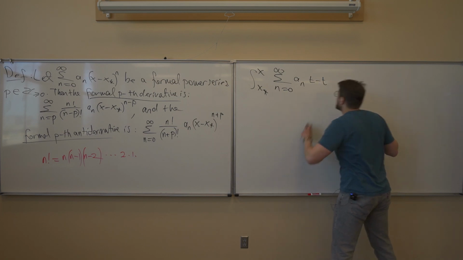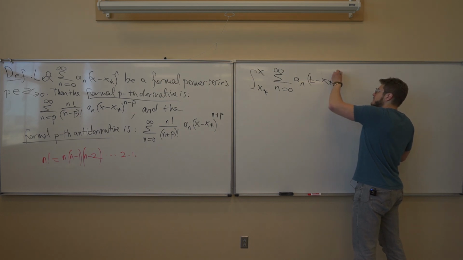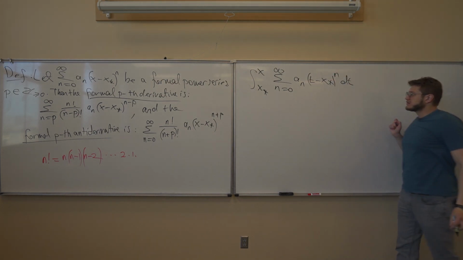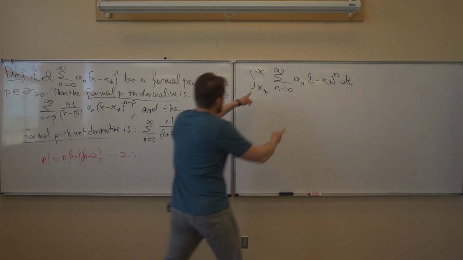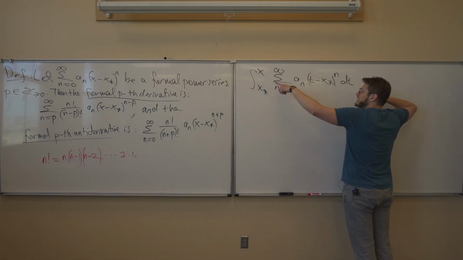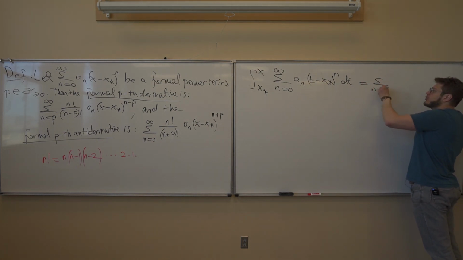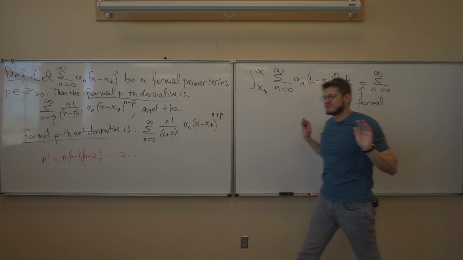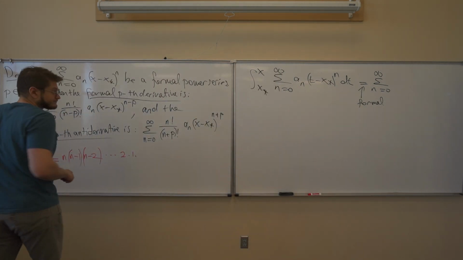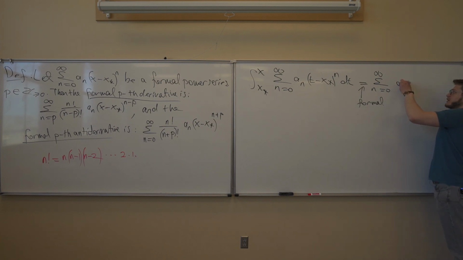t minus x star to the power n dt. So that's my Hail Mary. I say, oh, if I want to integrate this guy, I should be able to integrate the terms and then add them up. So I say, oh, formally, this is true. In the formal world, you're allowed to do these kind of things. And so you put this integration inside, and now this becomes this.